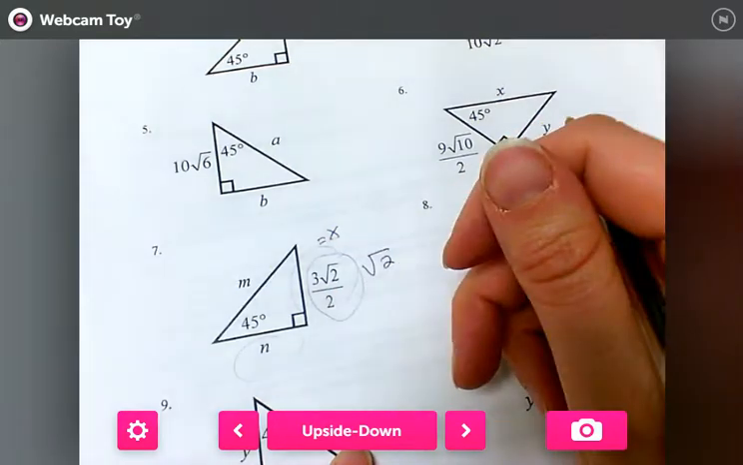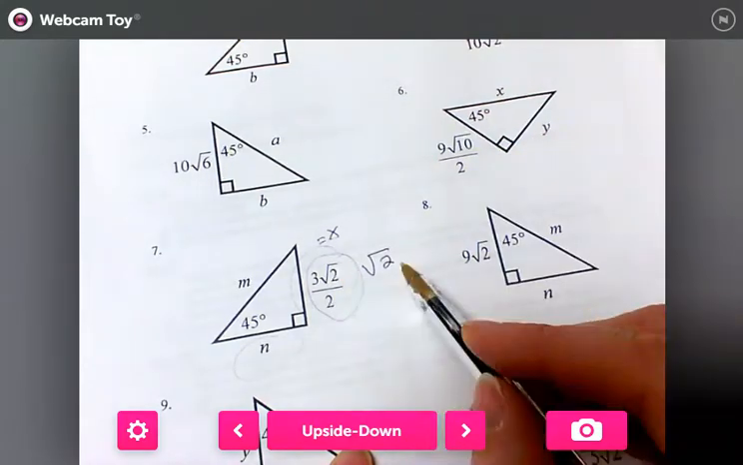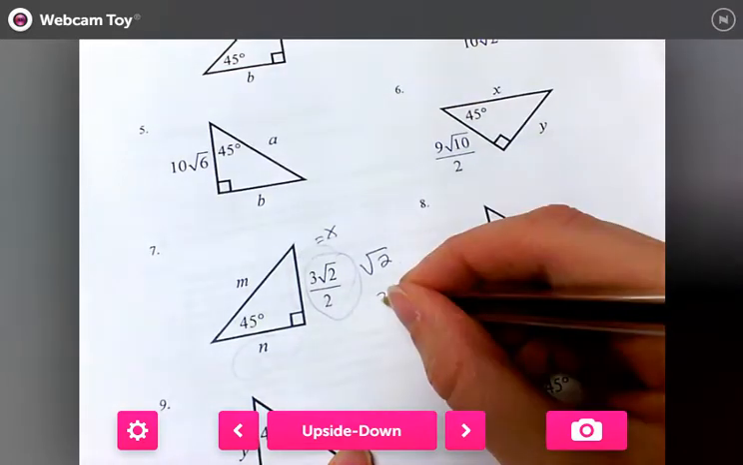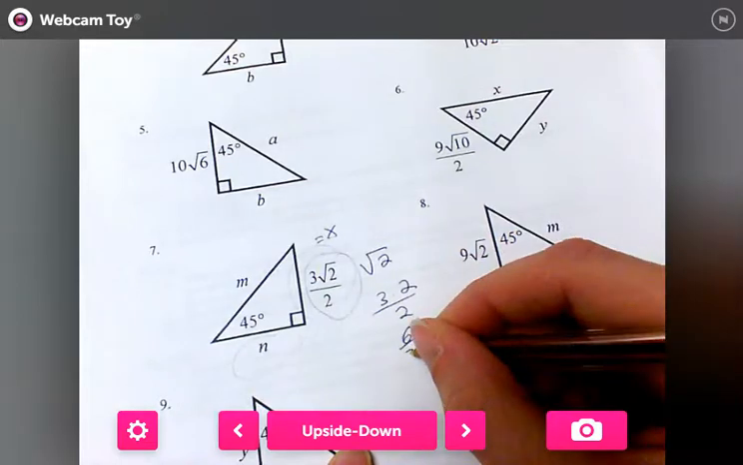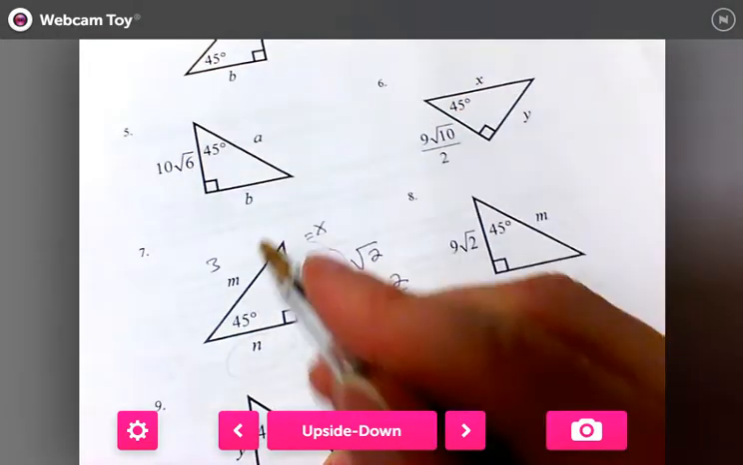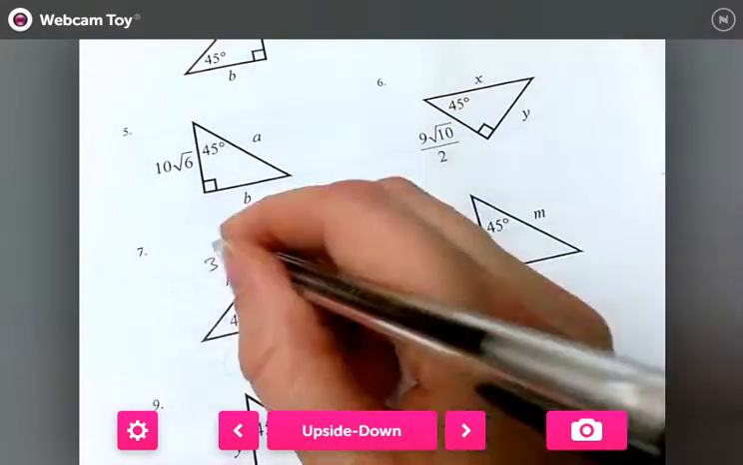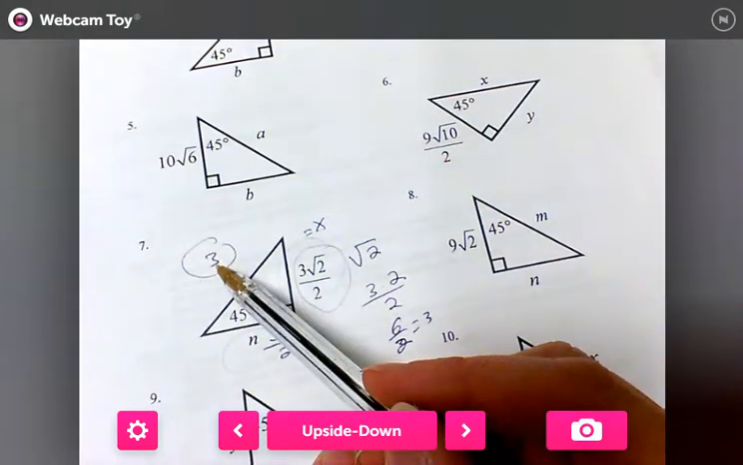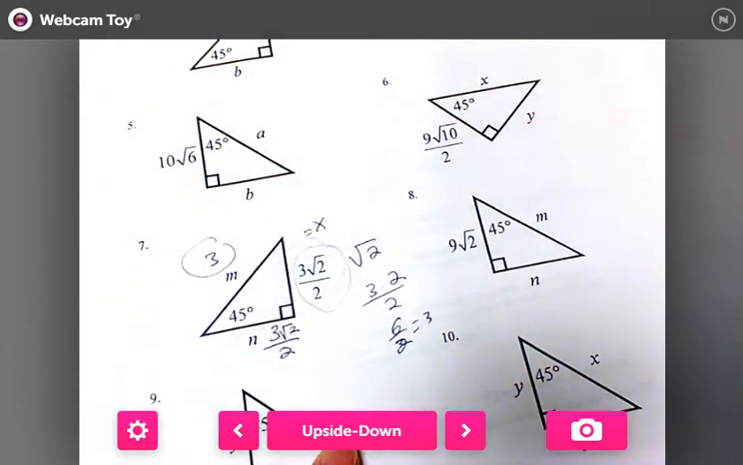There is no talking while I'm talking. 2 times 2 is what, guys? 4. What's the square root of 4? 2. So 3 times 2 over 2. What's 3 times 2? 6. What's 6 divided by 2? 3. So that's what this is right here. That's 3. This has to be the same. So n has to be 3 square root 2 over 2. My hypotenuse right there is 3. Remember, if you have the hypotenuse and there's not a square root of 2 with it, you have to divide by the square root of 2. Okay? Can't have a square root 2 on the bottom.